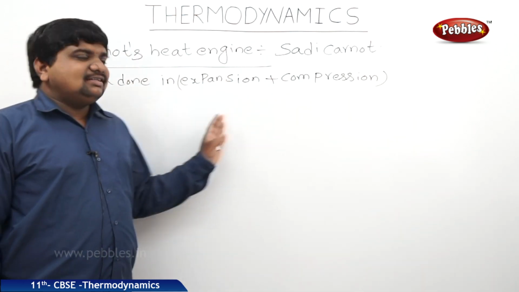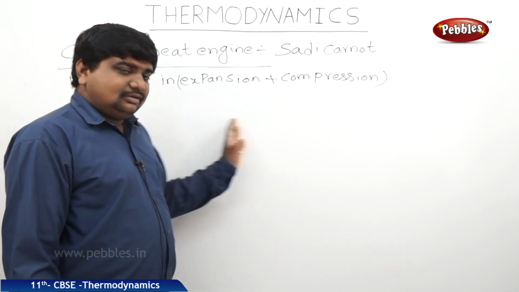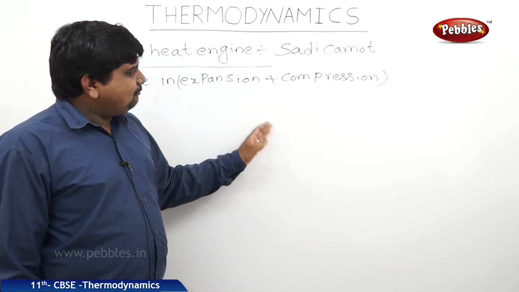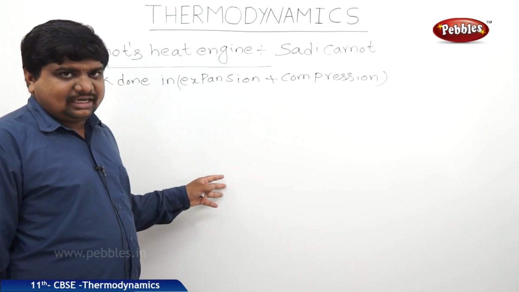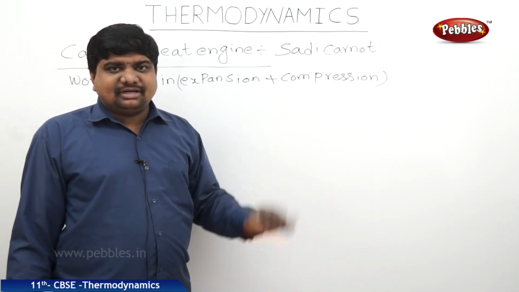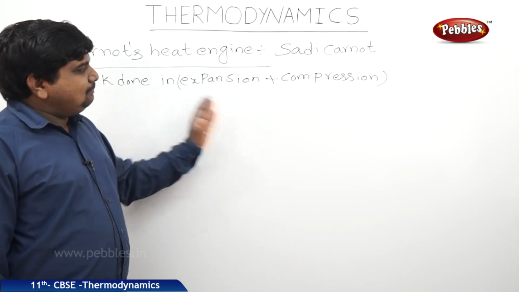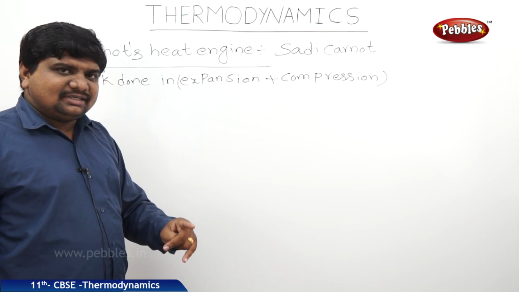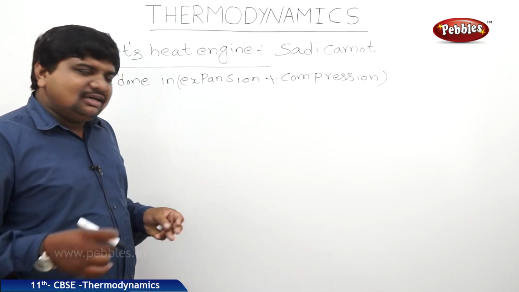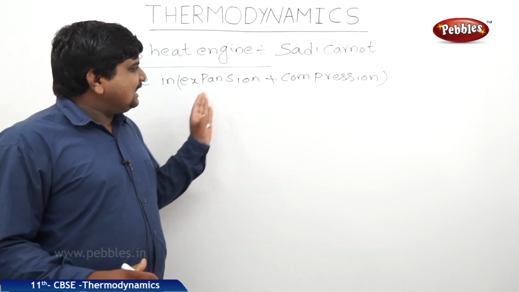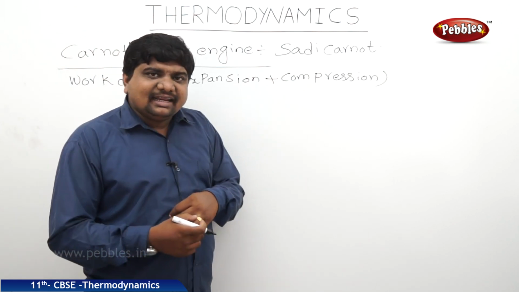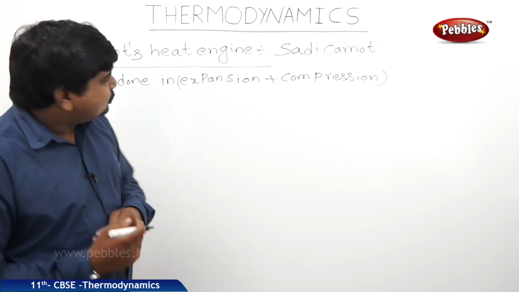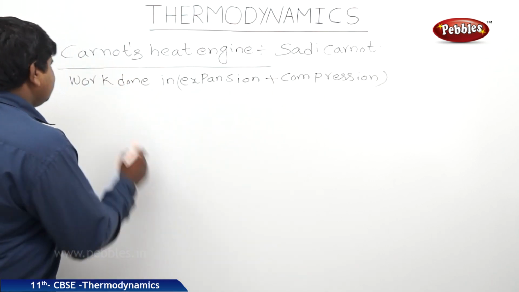In the case of expansion and compression, expansion is done when the temperature remains constant, that is isothermal, and the reverse, at constant temperature, is isothermal compression. At the same time, there are adiabatic processes which connect the isothermal expansion and compression. Adiabatic expansion doesn't leak any heat to the surroundings. So this Carnot's heat engine has 4 stages.